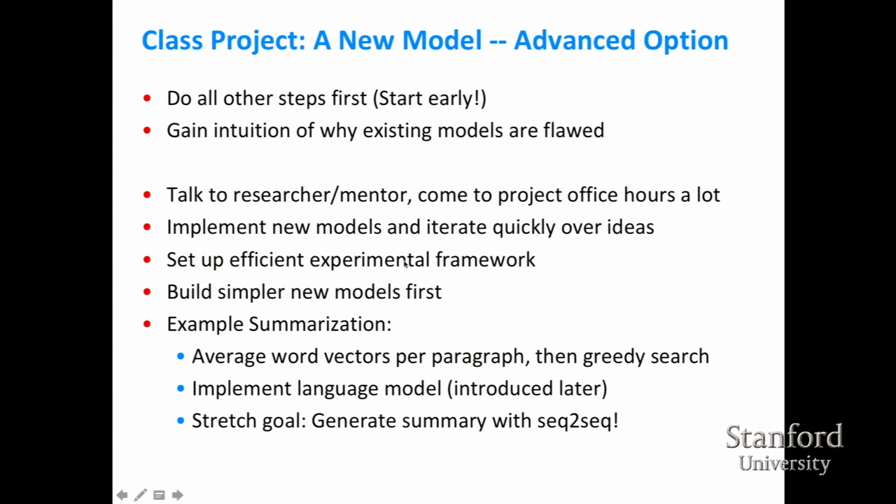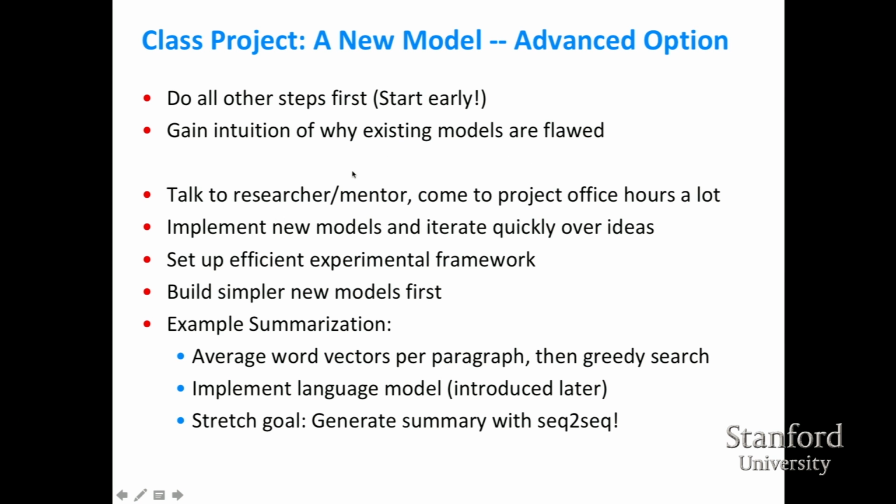So now, another kind of class project is where you actually want to implement a new fancy model. Those are the kinds of things that can put you into potentially writing an academic paper, peer review, and a conference, and so on. The tricky bit is you have to do all the other steps that I just described first. And then on top of that, you know the errors that you're making, and now you can gain some intuition of why the existing models are flawed, and then you can come up with your own new model.